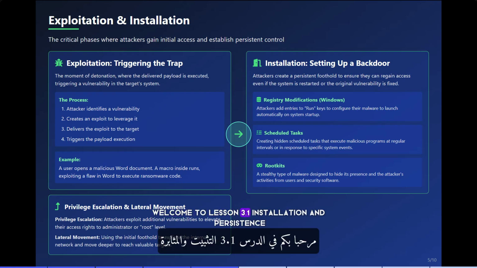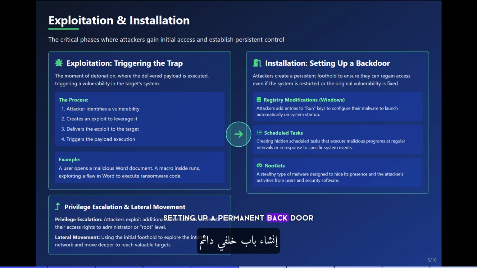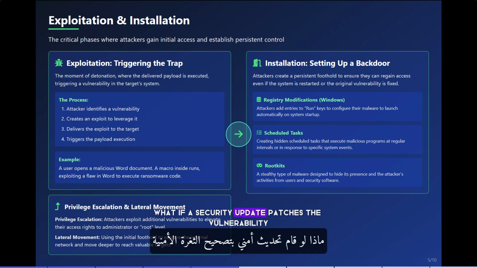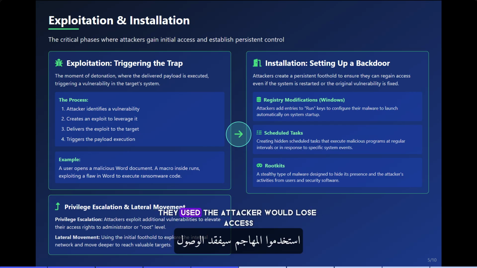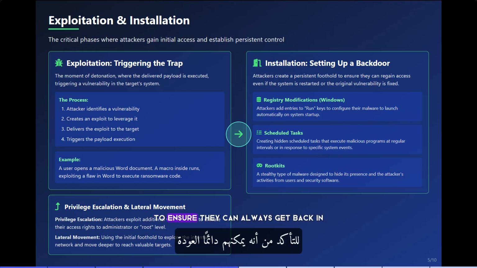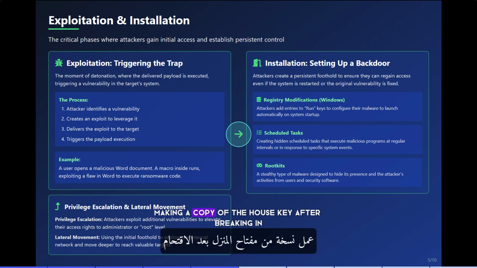Welcome to Lesson 3.1. Installation and Persistence, Setting Up a Permanent Backdoor. Gaining access to a system is a major victory for an attacker, but it can be temporary. What if the victim reboots their computer? What if a security update patches the vulnerability they used? The attacker would lose access. The installation phase is about changing the system to ensure they can always get back in. It's like a burglar making a copy of the house key after breaking in.